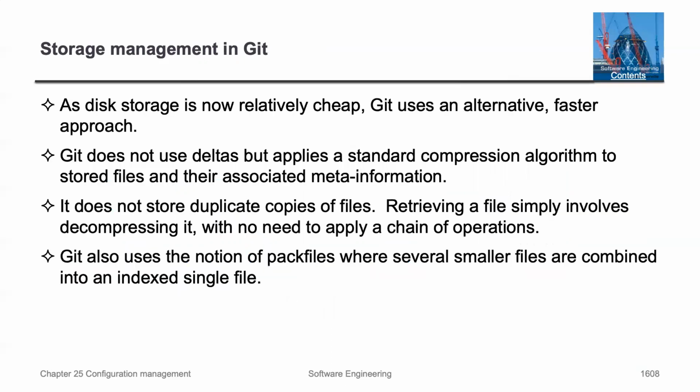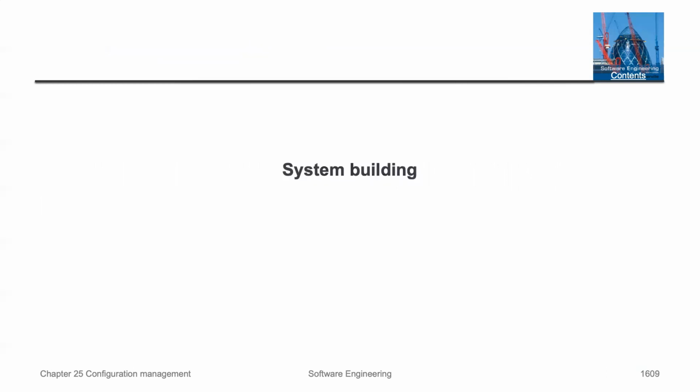For storage management in Git, and as disk storage is now relatively cheap, Git uses an alternative, faster approach. Git does not use deltas, but applies a standard compression algorithm to store files and their associated meta information. It does not store duplicate copies of files. Retrieving a file simply involves decompressing it, with no need to apply a chain of operations. Git also uses the notion of packed files, where several smaller files are combined into an indexed single file.